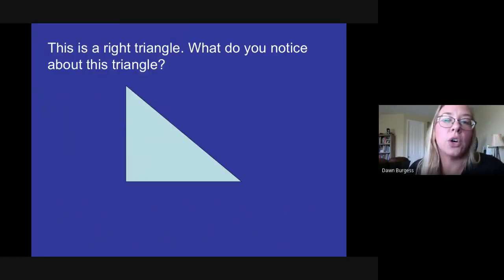This is a right triangle. What do you notice about this triangle? It has one right angle. Yeah, one right angle. Just in the corner there is 90 degrees.